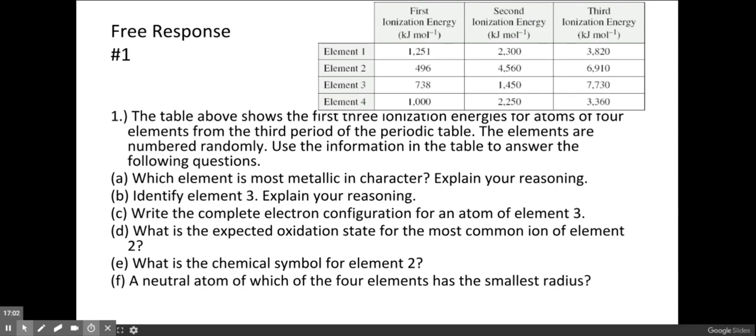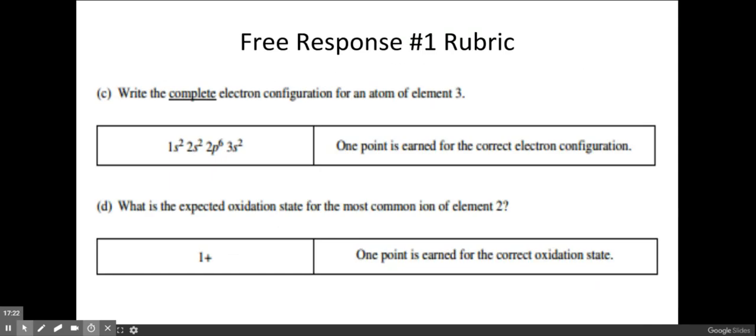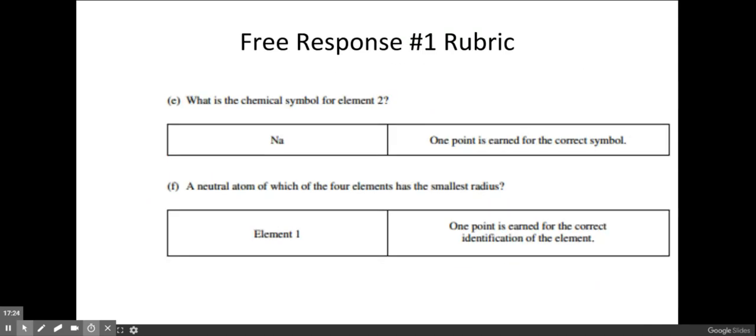And then F, a neutral atom of which of the 4 elements has the smallest radius? So you've got to think about atomic radius across a period, what's happening to that, and then figure out how to order these 4 elements from left to right across this period. So let's take a look at those answers. Element 2 should be identified as sodium. Know your element symbols, don't forget those.